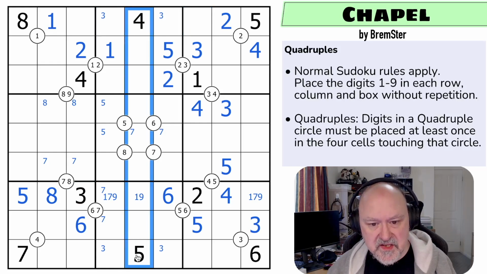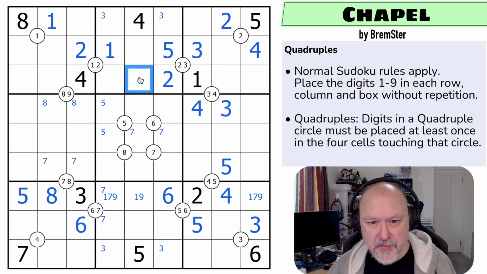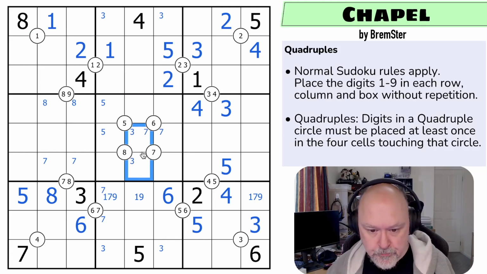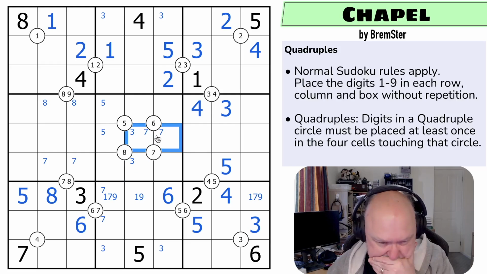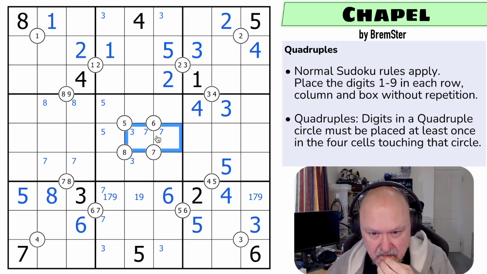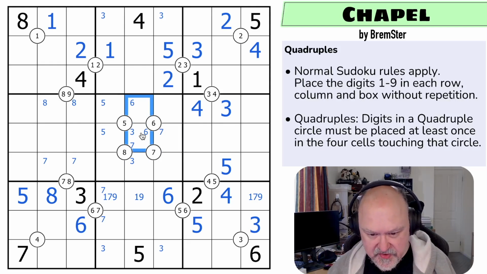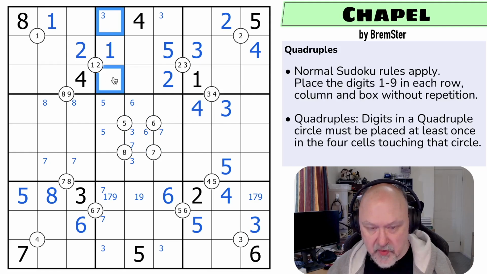So now where's 3 in this column? Can't put 3 in either of those two because of these 3s. Can't put 3 in either of those two because of that 3. Can't put 3 there because 3 in this row has to be in one of those two. If I put a 3 here, there's no 3 in row 1. So 3 is in one of those two. Seven is in one of those. 6 is in one of those two because of this 6 looking up, which puts 6 in one of those two.